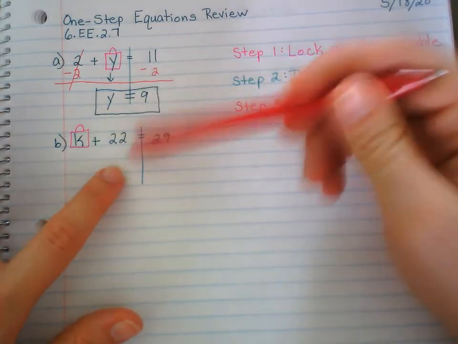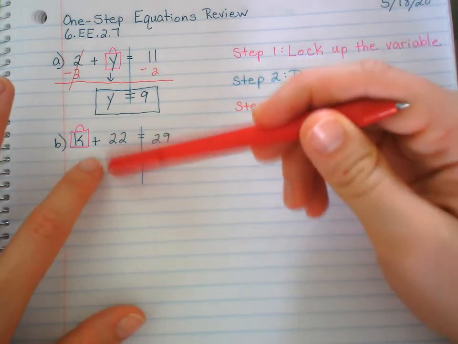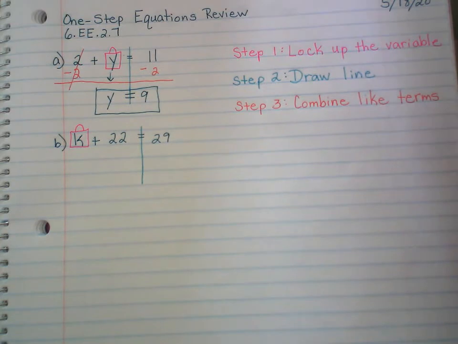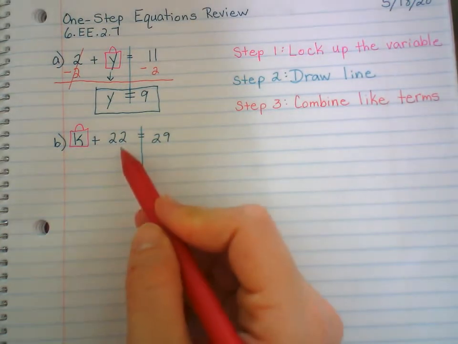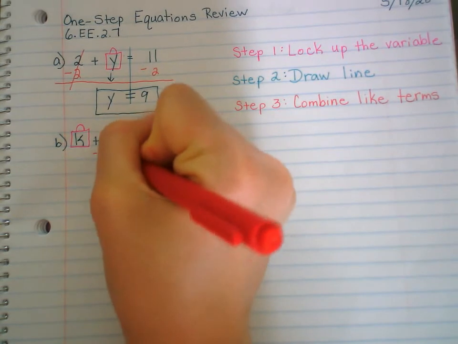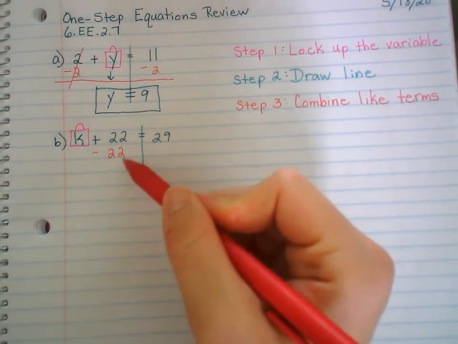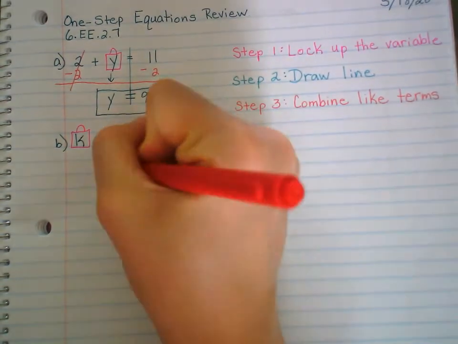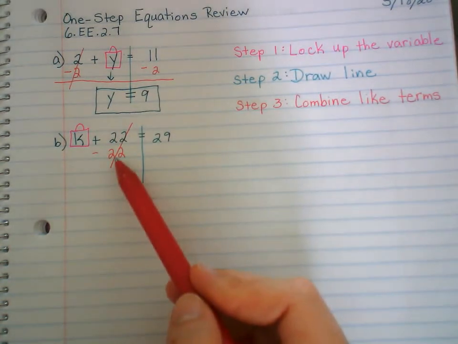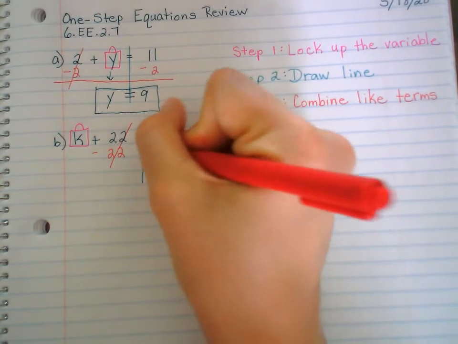We need to get this positive 22 gone and over to the right side. So what's the opposite of adding 22? Subtracting. You undo it. You do the opposite. 22 minus 22, it goes away. What we do to one side, we do to the other.